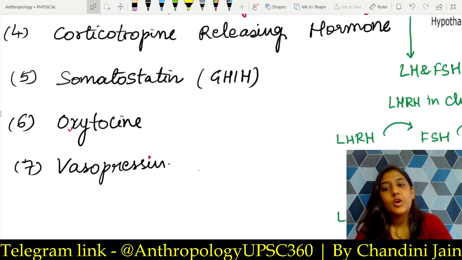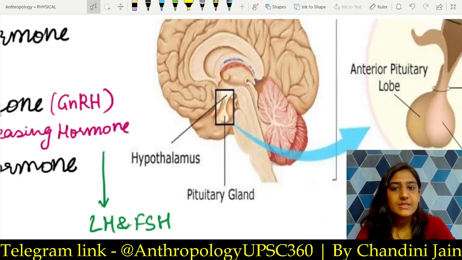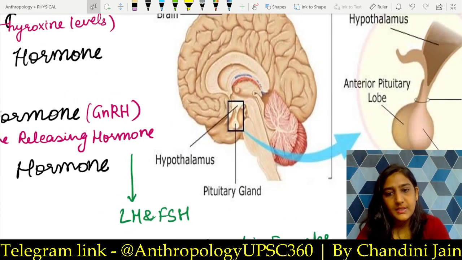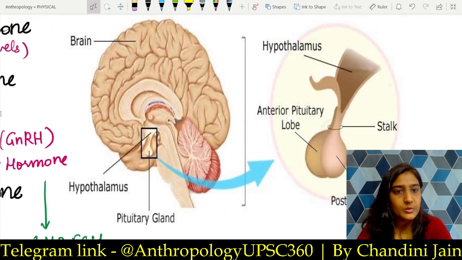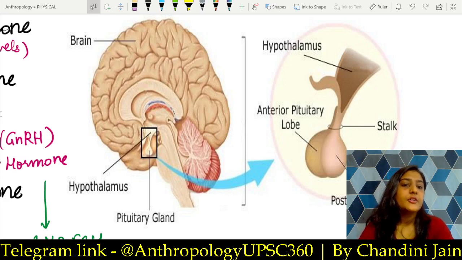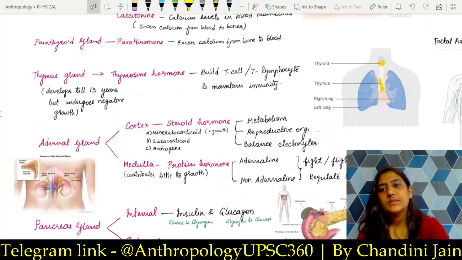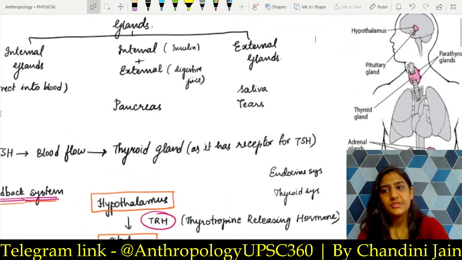Then comes oxytocin and vasopressin that we already saw in the pituitary posterior lobe where they are collected. Now if you have to see the place, hypothalamus and the pituitary gland look like this. Hypothalamus looks like this and it releases, and this is the anterior lobe and this is the posterior lobe of your pituitary gland. So this is how the diagram looks like. So this was about your hormonal sections.